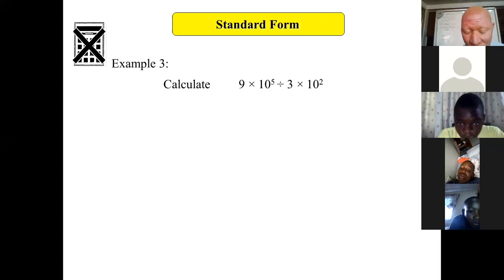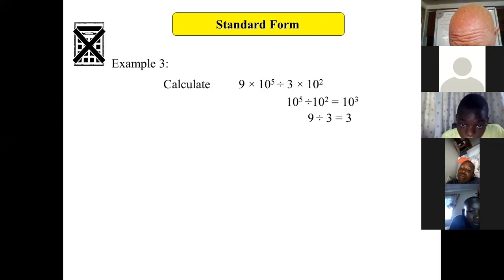So what are we going to do? Separately, the power of 10 has to be taken care of. 10 raised to power 5 divided by 10 raised to power 2, and then what you are going to have is 10 raised to power 3, because when you are dividing the powers of 10, you have to subtract their powers. And then for this one, 9 divided by 3 is 3. So you can combine your answers now, and that will give you 3 times 10 raised to power 3.